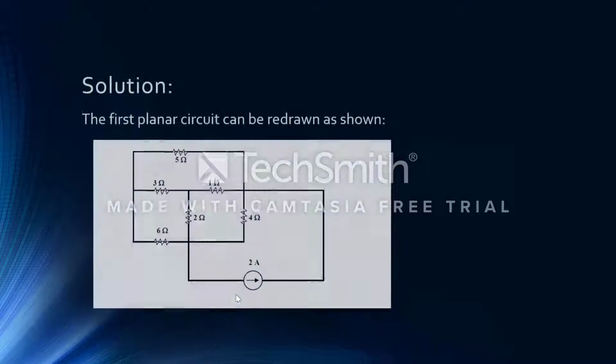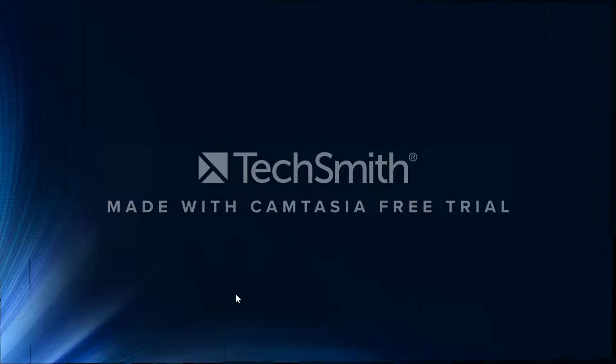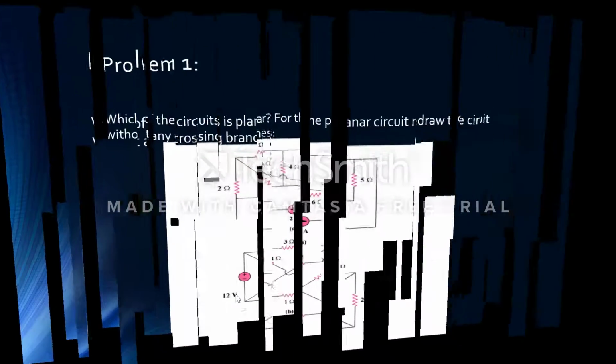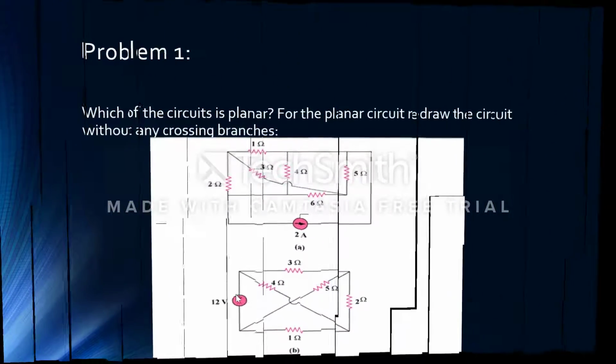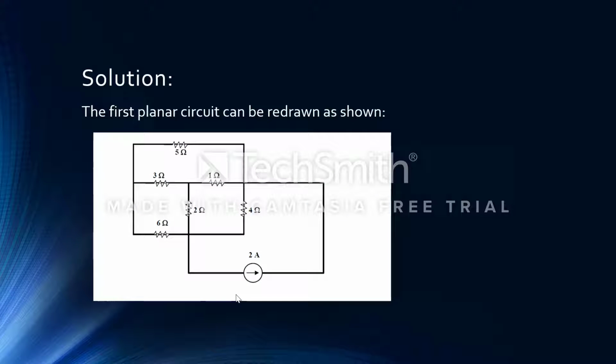So here's how we're going to do it. The first circuit can simply be redrawn as shown. You can see it explicitly given, so there is nothing much of effort which we need to put into this problem.